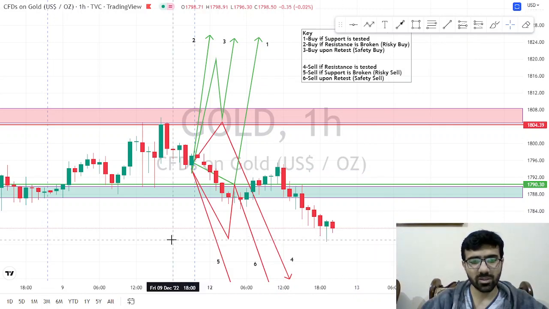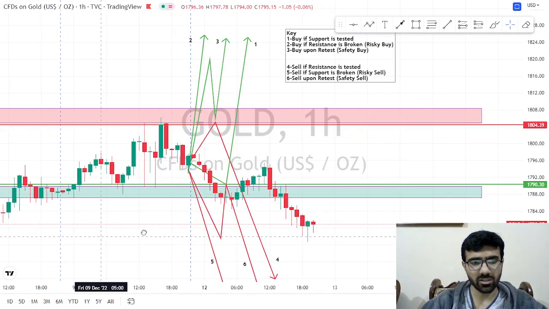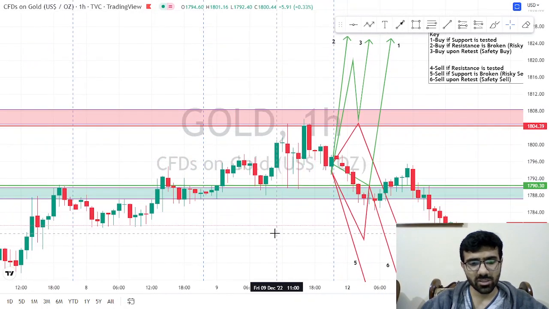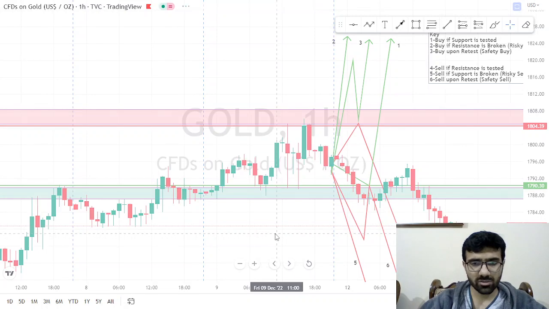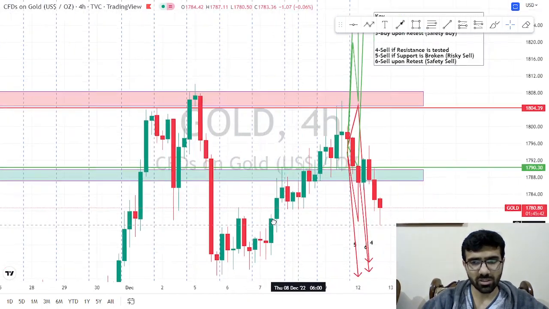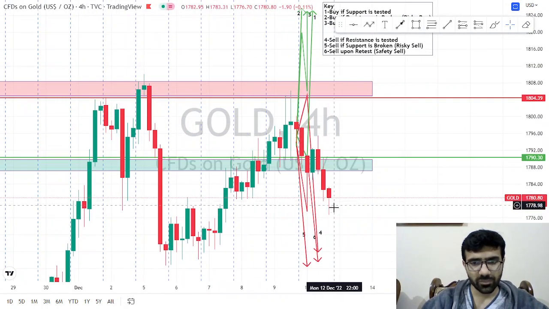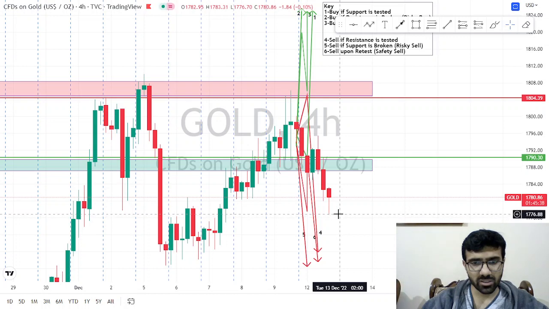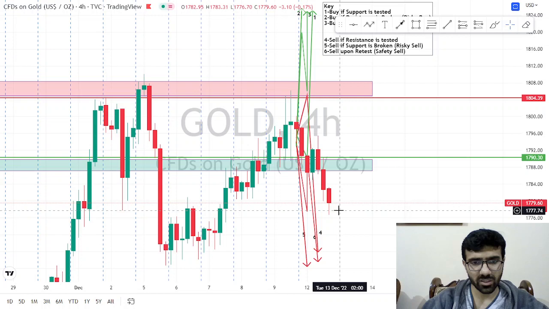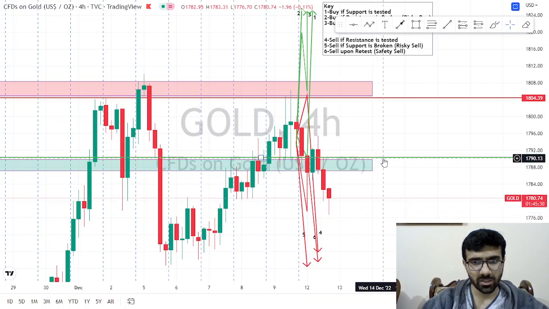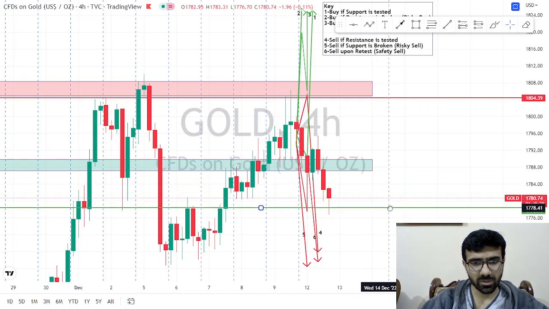Okay, so these were the scenarios for gold. Now we will be marking new areas of support and resistance for gold, so you guys can clearly see. Let us go to the 4-hour chart to mark our new areas of support and resistance. As this is the lowest area of support today, do we have any recent area of support? This is the most recent area of support available, so this will be our area of support.